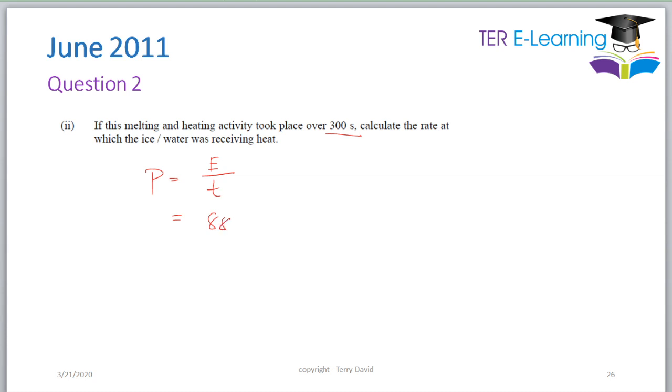So this is 8815 divided by the time taken to do that, which is 300 seconds, right? So divide this by 300 and you're going to get 29.38. And we can either give our answer in watts or joules per second, it doesn't matter, right? So it's 29.38 joules per second or watts. All right.